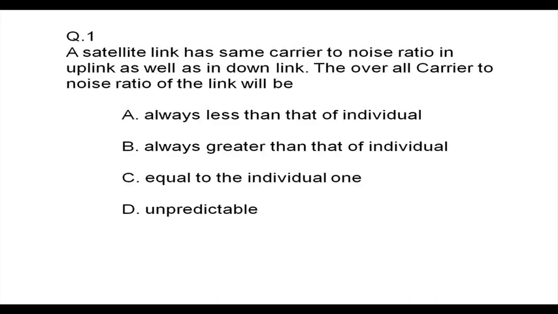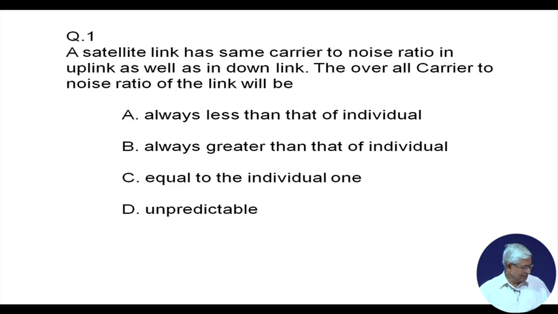I read out: a satellite link has same carrier to noise ratio in uplink as well as in downlink. Both uplink and downlink have same carrier to noise ratio. The overall carrier to noise ratio of the link will be always less than that of individual, either uplink or downlink, always greater than the individual, equal to the individual ones, or unpredictable.